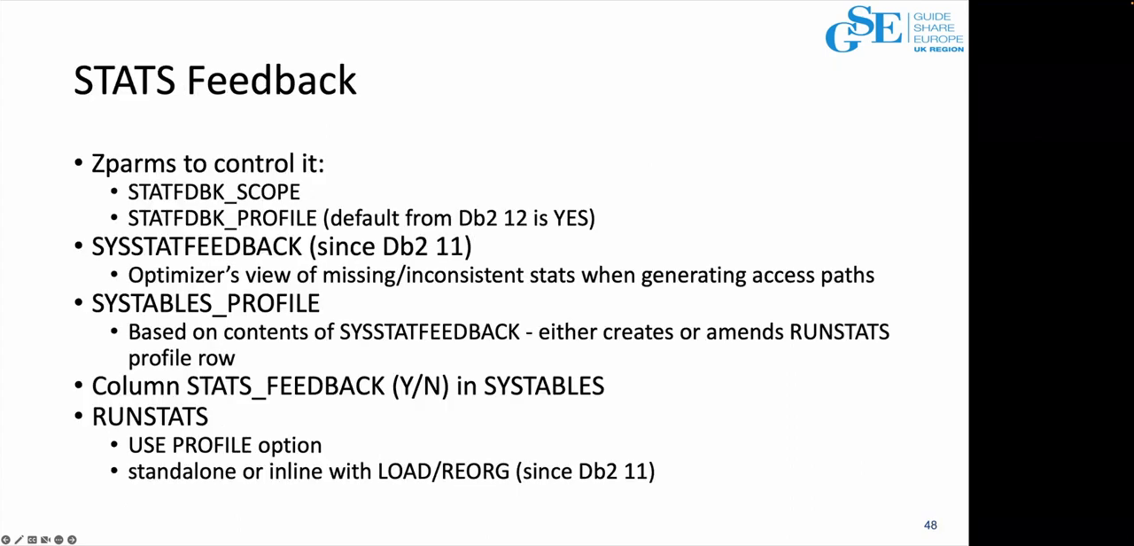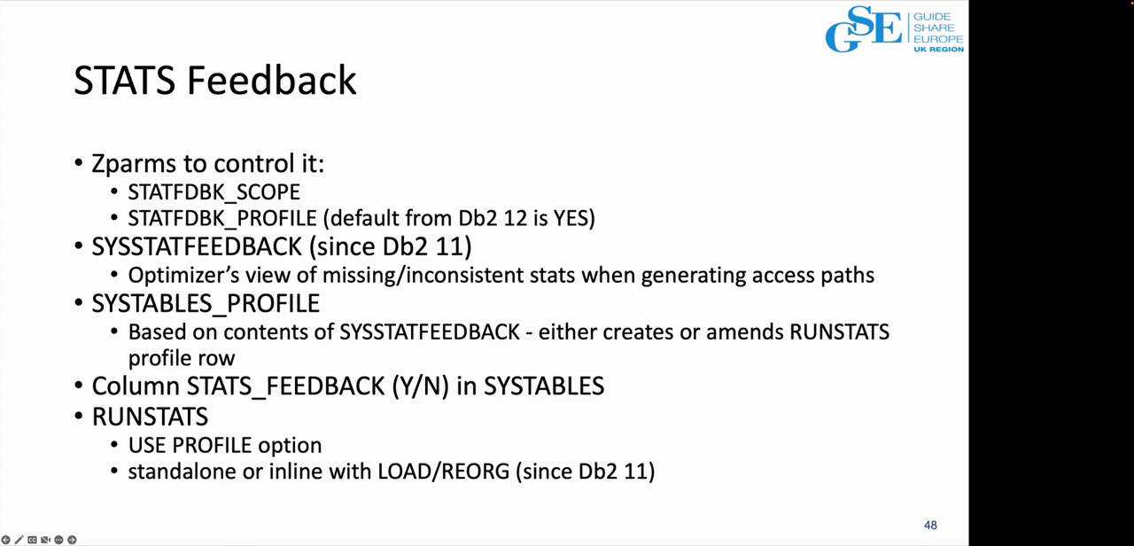Okay, moving on now, stats feedback. This is worth looking at if you haven't already. When DB2 selects the access path for an SQL statement, it identifies missing or conflicting statistics values that might, if you collected them, improve an access path. DB2 holds this statistics feedback data in memory until an interval that you specify, and then it stores the data in the SYSIBM.SYSSTATFEEDBACK catalog table.